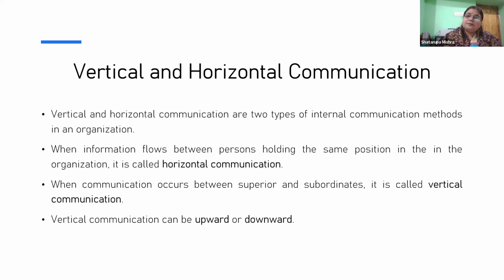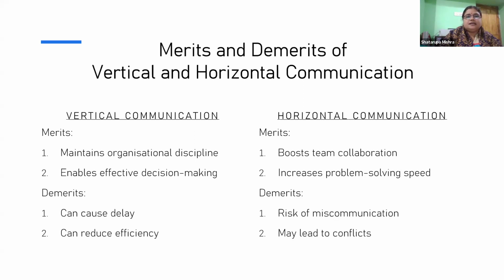Now, that kind of communication will be from the superior to the subordinate, and that is why it will be downward communication. Okay, so I hope you get the idea of vertical and horizontal communication, and upward or downward communication in vertical communication. Now, we will look at some merits and demerits of vertical and horizontal communication.